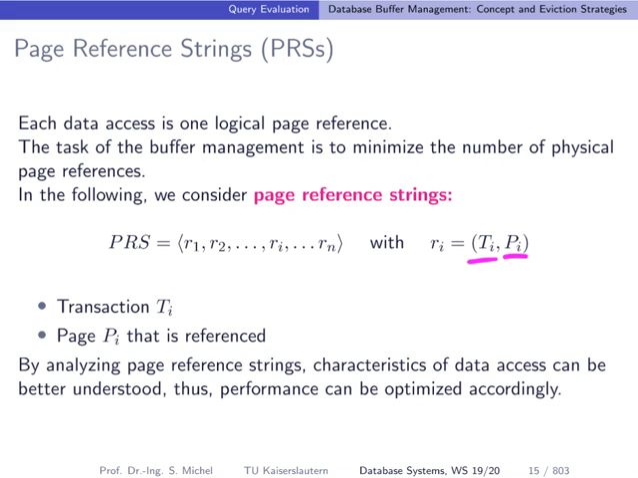Essentially, it doesn't say anything about if this page is in buffer or on disk, just the access pattern or the access sequence. And now in the next slides, we want to analyze these sequences, these strings, in order to calculate how local such a sequence is. So we can somehow predict what would be the effect of a buffer.